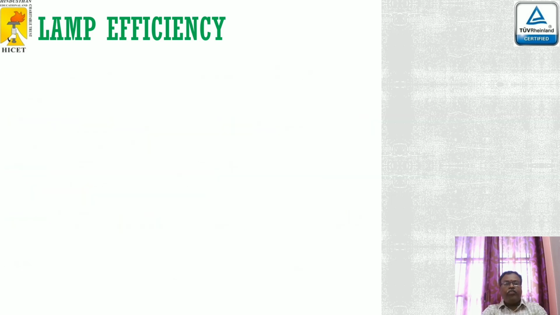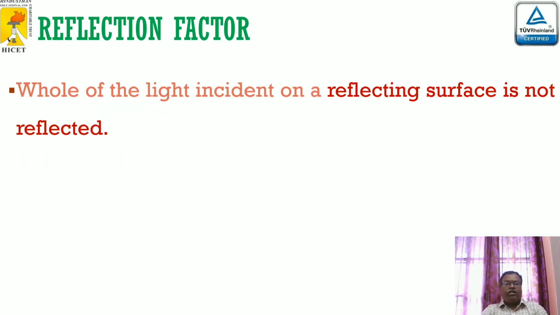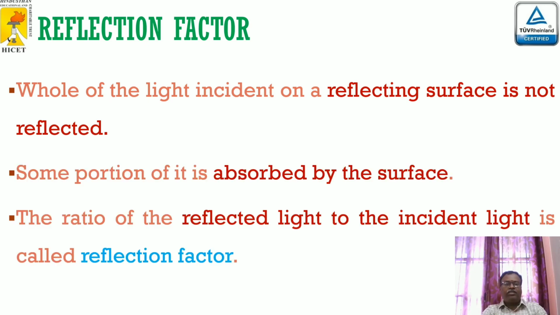Regarding lamp efficiency, we have already seen that the efficiency of a fluorescent lamp is more than that of a tungsten lamp, because you can see in the graph the ultraviolet, visible and infrared radiations, and gas filled lamps. So 5500 is a very good range for that. And the reflection factor: the whole of the light incident on a reflecting surface is not reflected; only some portion is reflected, and the other portion is absorbed by the surface. The ratio of the reflected light to the incident light is called the reflection factor.